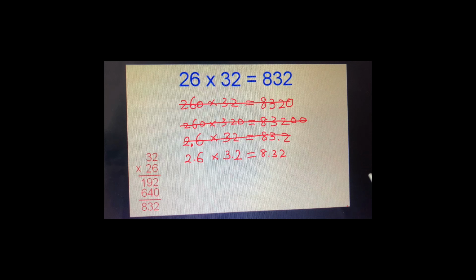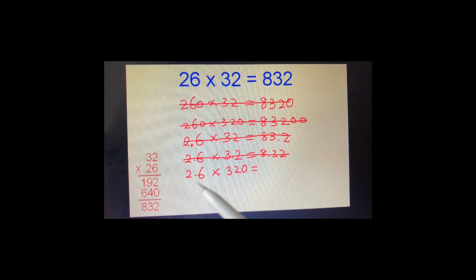I can quick check my answer. Rounding this number is 3. This number is 3. 3 times 3 is 9. This is close to the number I can get using this digit. So the answer must be right.